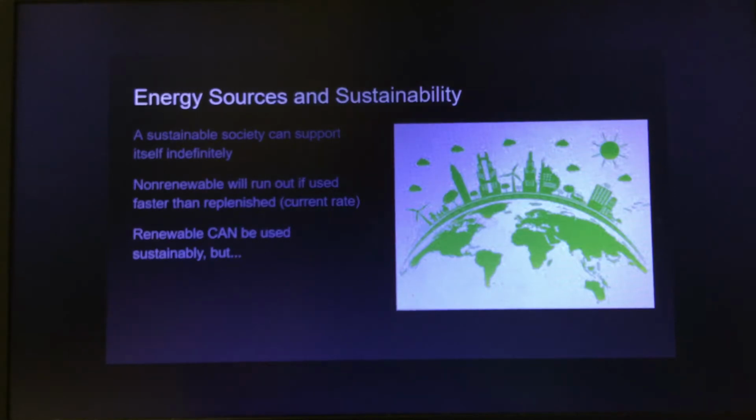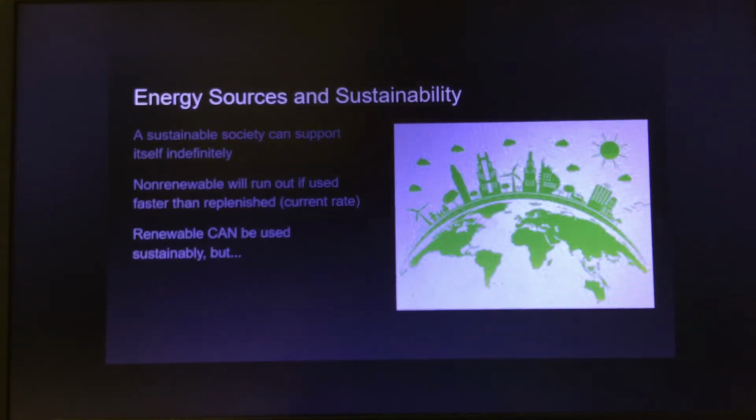Okay, so we need to know which of these leads itself towards sustainability. In order to do that, we have to be able to define sustainability. A sustainable society can support itself indefinitely, and the key there is the term indefinitely. That means forever. And so if we're using a non-renewable energy source, we're using that source up faster than it can replenish itself. And therefore, it cannot be an indefinite energy source because there's going to be a finite amount, and once it's used up, it's gone. So non-renewable is not a sustainable method of energy.